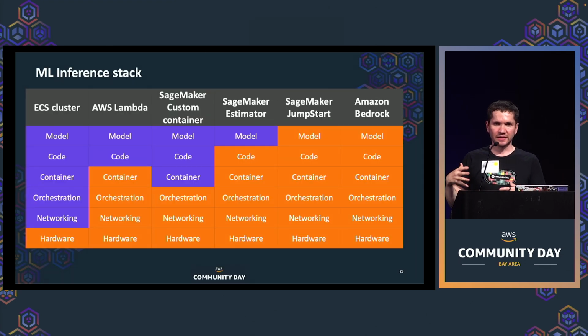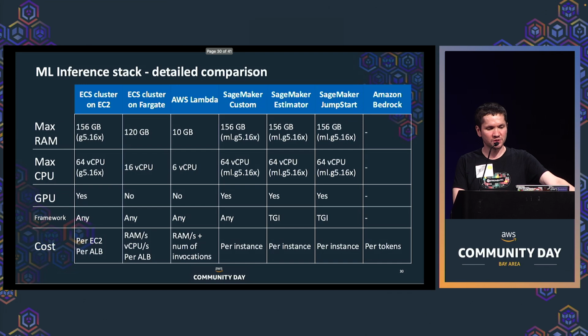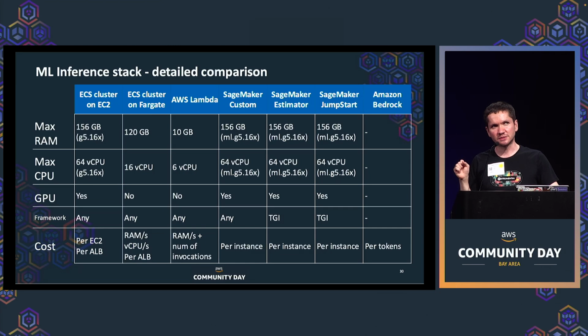So now we looked through different options. Now let's get back to the diagram. Here it was a high-level overview, but let's look at more specifics. Different options mean that we have different limitations in terms of RAM, CPU, whether GPU is available for this option or not, whether we can use any framework we want or it's limited to a specific framework, and how the cost structure looks. Basically, is it per instance like with SageMaker usually, or with ECS you pay separately for EC2 and load balancer, for example. So here is mostly a high-level view.